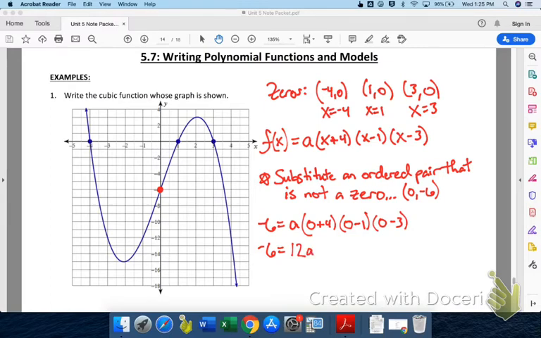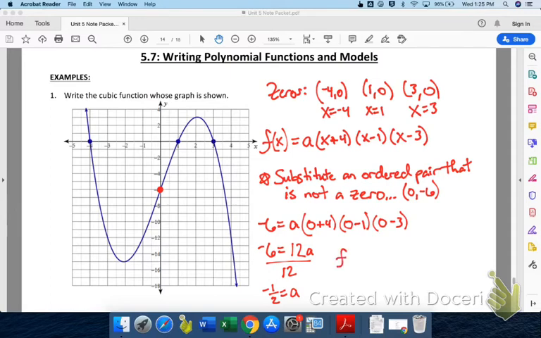So again, all I'm doing here is multiplying the results of all three sets of parentheses, and putting it in front of the a just because it looks a little cleaner. So again, 4 times -1 times -3 gets me that +12. Divide each side by 12. -6 over 12 is -1/2. And that's my a value.